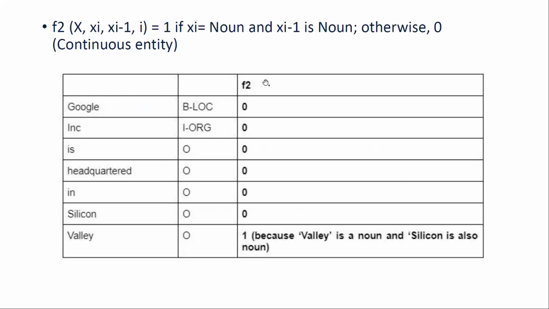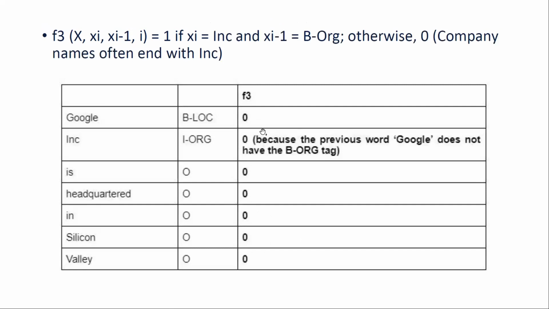Similarly, if we want to look at whether two words are consecutively nouns, then we will say that my current word is a noun, because only if my previous word and the current word are nouns will we say that the current word has the value of one. That's why in this case only valley is having one, otherwise all of them are having zero, because this was not a noun, right? So depending on whatever the POS tag is, we can make a decision about features in this case.